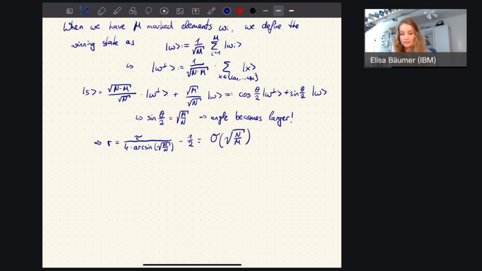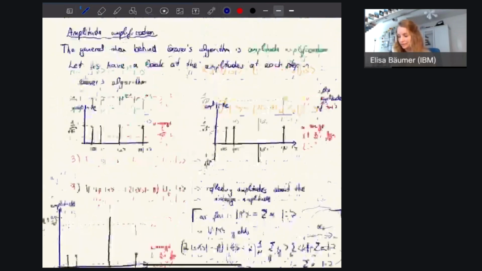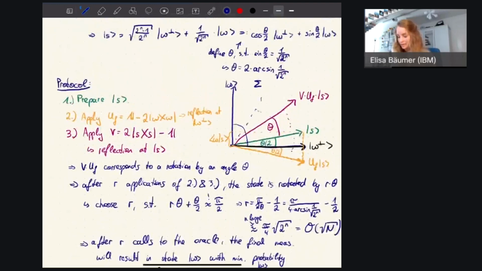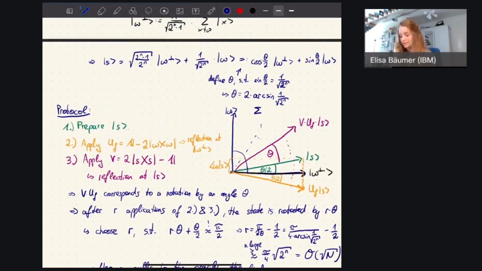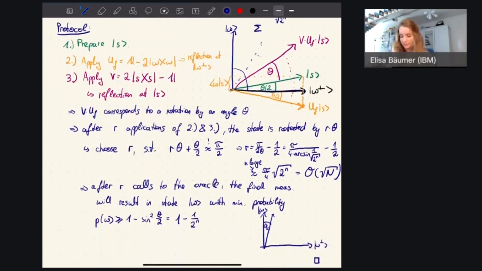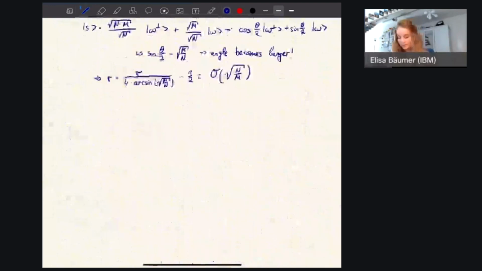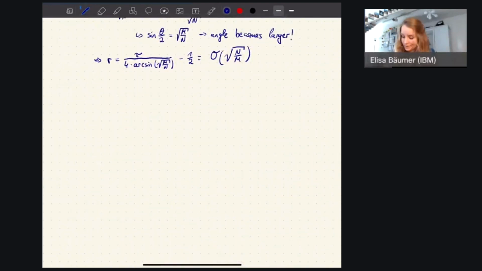Which means that for larger m, we actually need fewer repetitions, which makes sense because every time the angle is larger. So if we look at the illustration with the angles, we can see that we start again in the superposition state, but every time the angle is just larger, so we need fewer repetitions to get to the state W.